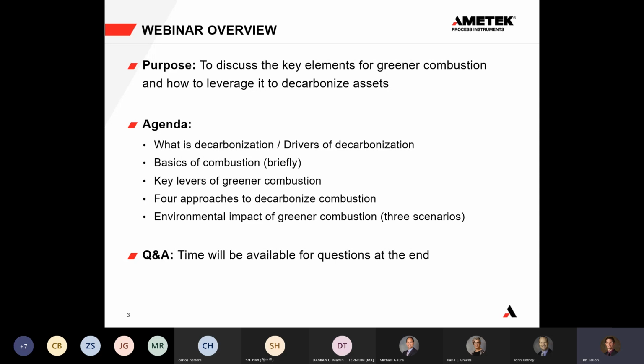For our agenda, we'll talk briefly on just decarbonization, what it is, some of the drivers behind it. We'll talk very briefly about the combustion process and how that gives us a working understanding for our discussion. We'll also talk about some of the key levers for greener combustion, followed by 4 different approaches to decarbonize combustion, and then talk about some of the environmental impacts.